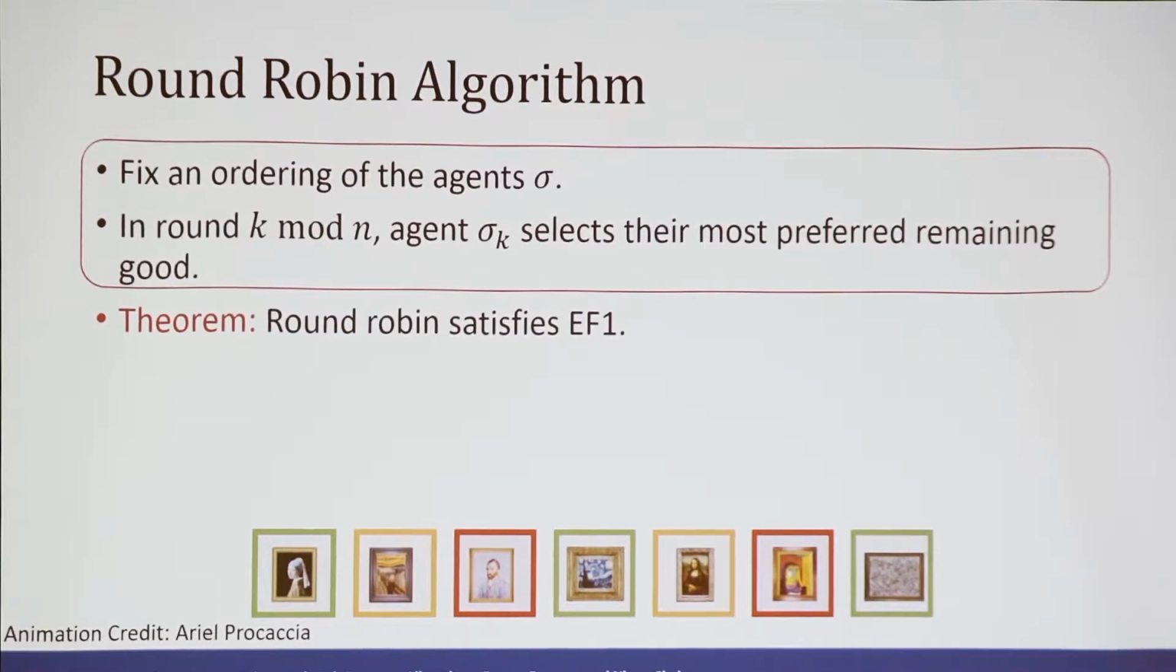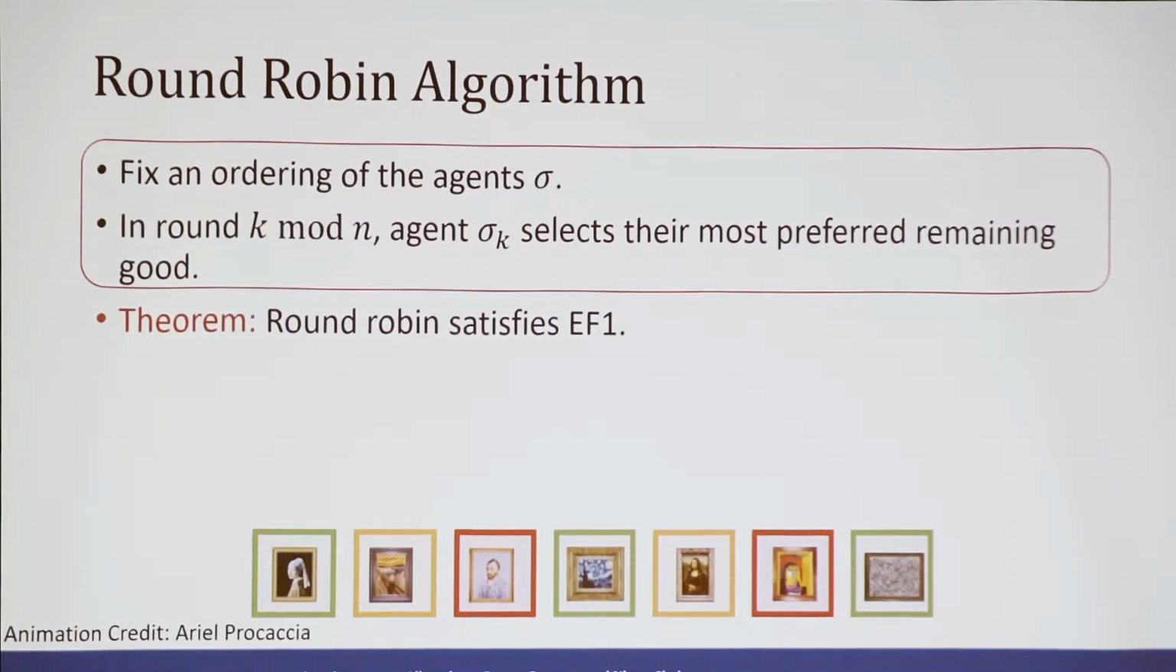Well, it's pretty easy to see that the green agent shouldn't envy anyone. They were first in the order. If you were first in the order, why would you envy someone who was second or third in the order? You could have just picked what they want. You went before them. So the only people we have to worry about who might still have some envy are those further back in the order. So think about, say, the red agent who was last in the ordering.